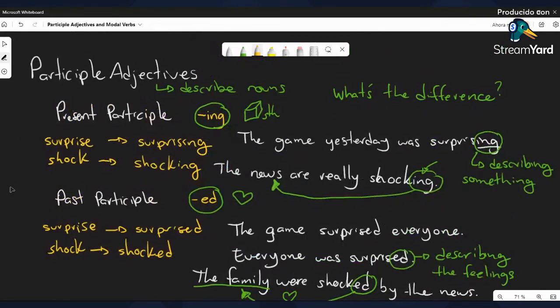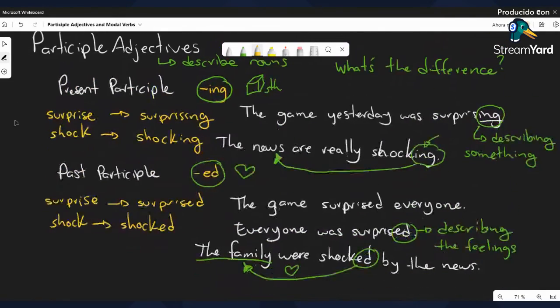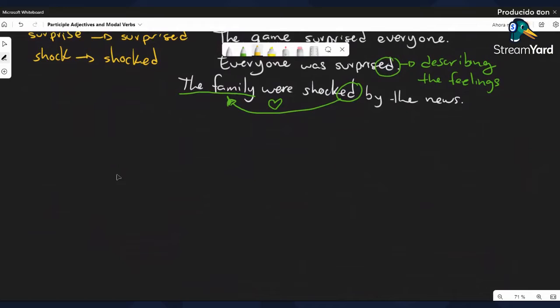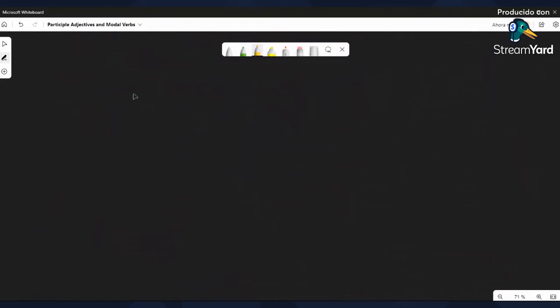Let's continue. So we already talked about the participle adjectives, and our second topic is the modal verbs. Let me move this away a little bit. And well, the modal verbs are a very typical topic in many classes. If you are having English at school, you will see that modal verbs are part of the English program. And there are many uses we can have.